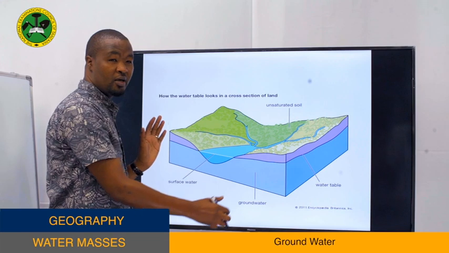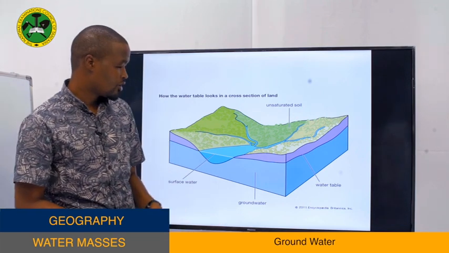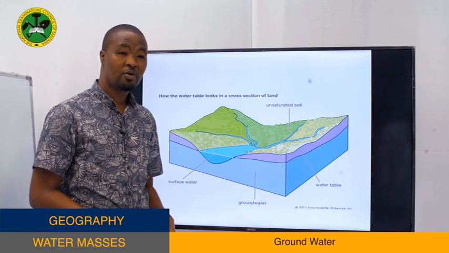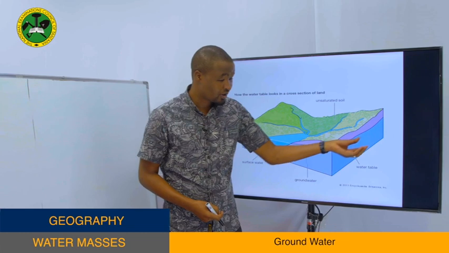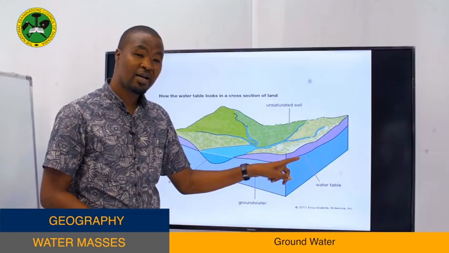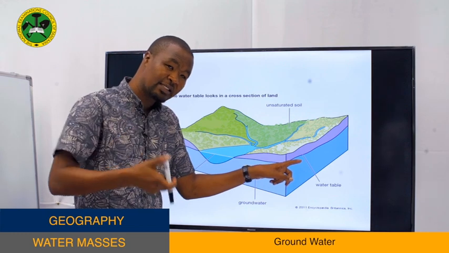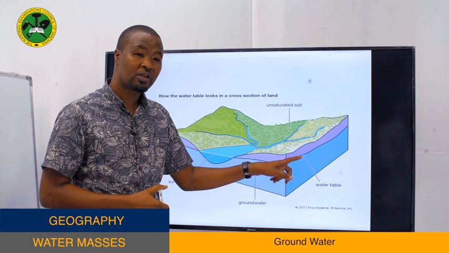Let's see a simple diagram explaining some features of underground water. As I explained earlier, we have what we call the water table. As you can see in this diagram, we have assumed this is our aquifer. Right now it contains some amount of water. Then I said the upper level of water inside the ground or underground, this level right here, we call the water table.